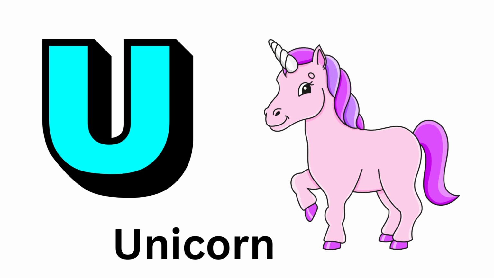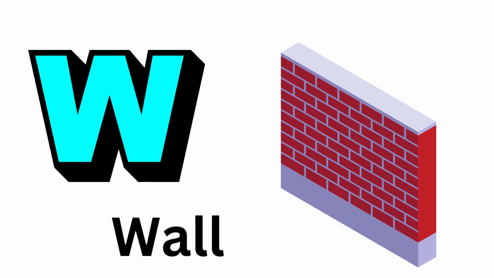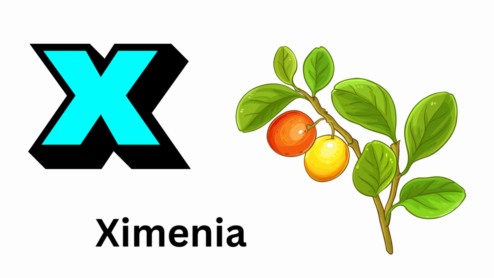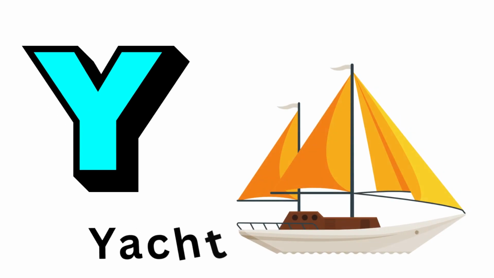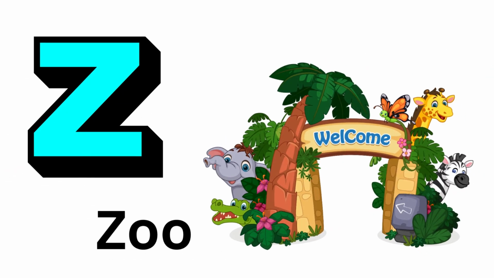U. U is for unicorn. V. V is for village. W. W is for wall. X. X is for zebra. Y. Y is for yacht. Z. Z is for zoo.